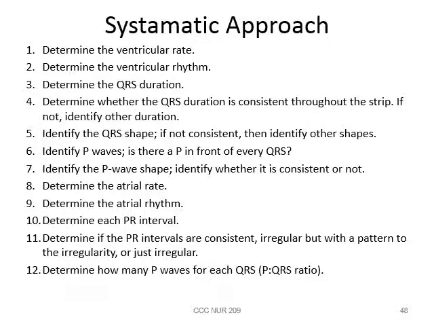There should be a correlation between the P waves and the QRSs. There should always be, in a normal strip, one P wave for each QRS complex. If there's more than one P wave for each QRS complex, or more QRSs than there are P waves, we have an abnormality. So doing these steps will help you identify specific problems in the rhythm strip.